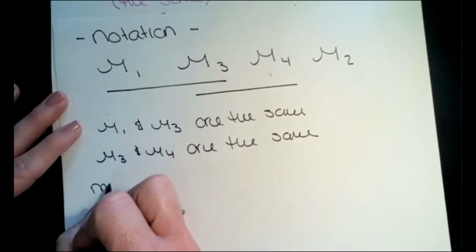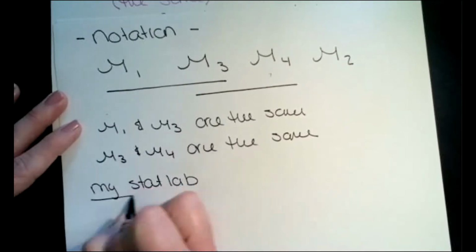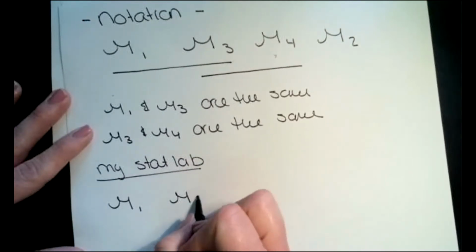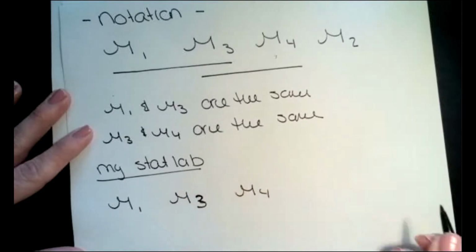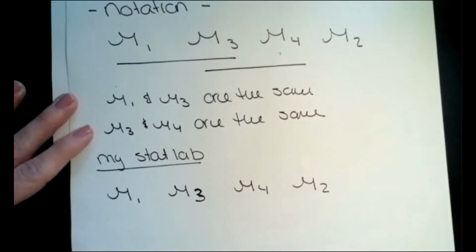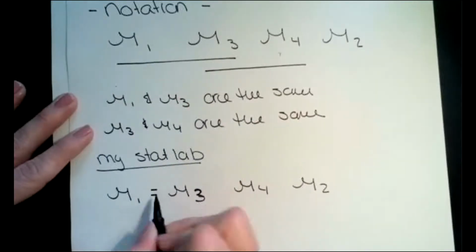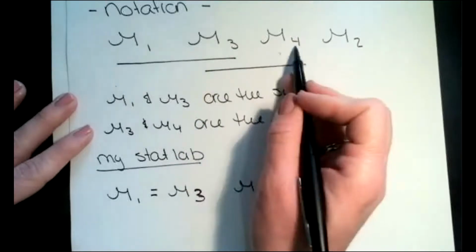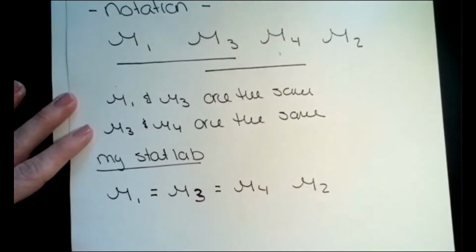So let's just take a look at this real quick. On my stat lab, when you are ranking your means, it's going to have the means in the same order. But if something is statistically the same, where you underlined it here, 1 and 3 are the same, you're going to put an equals in between on my stat lab. And if 3 and 4 are the same, you're going to put an equals in between them, like that.